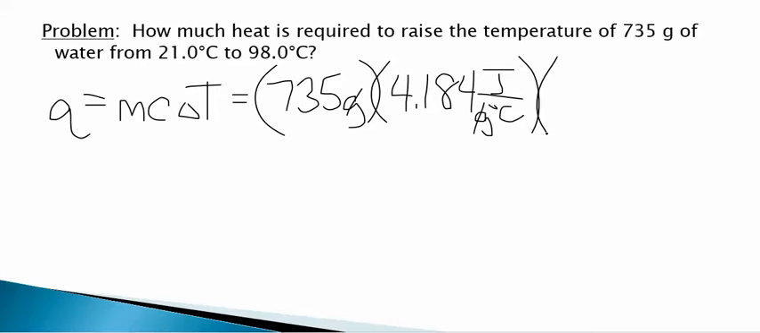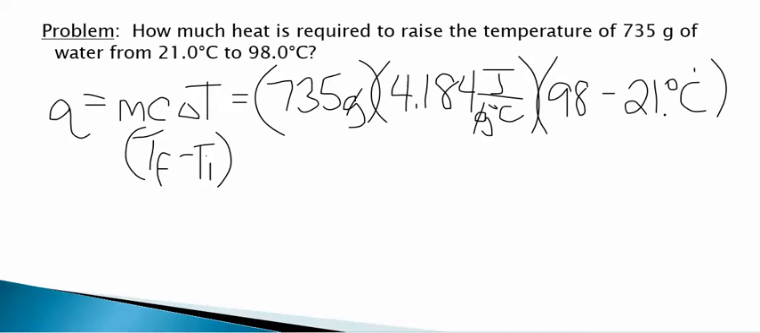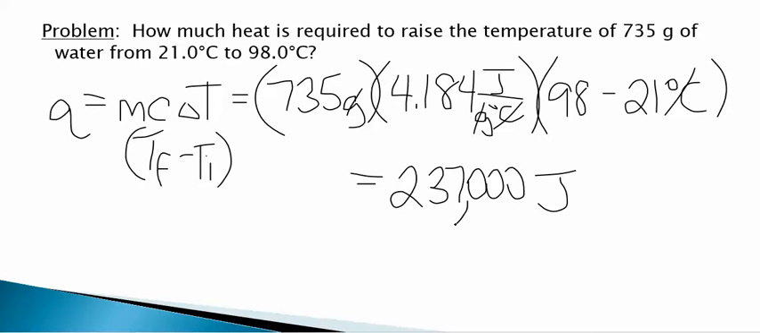Delta T is the final temperature, TF minus TI, initial temperature. So the change in temperature is 98 minus 21 degrees Celsius. See how the units cancel out. We're going to end up with joules. So Q, the amount of heat required, is 237,000 joules for this process.